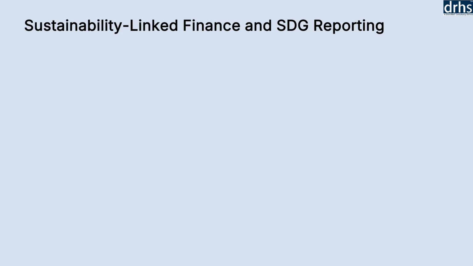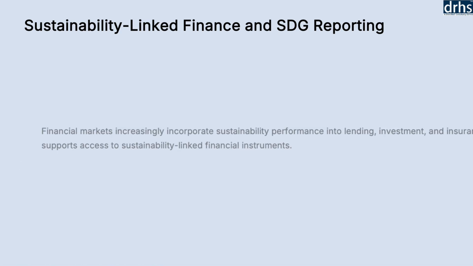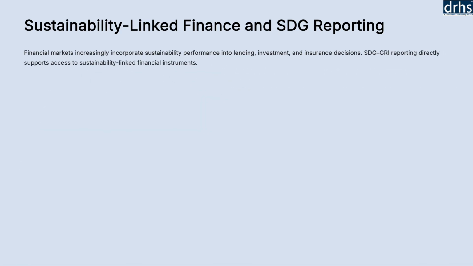Slide 11. Sustainability-linked finance and SDG reporting. Sustainability-linked finance is increasingly reshaping capital markets by integrating environmental, social, and governance (ESG) performance into lending, investment, and insurance decisions. SDG-aligned reporting plays a critical role in this transition by providing standardized, credible metrics that link corporate performance with sustainability-linked financial instruments.